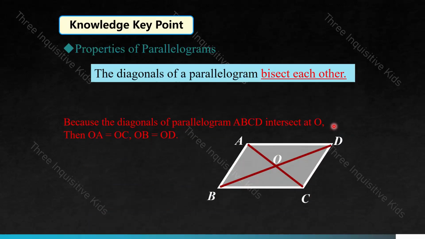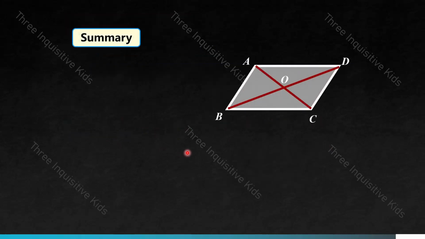Knowledge key point, properties of parallelograms. The diagonals of a parallelogram bisect each other. So how can we apply this property when proving something? Well, here is how you could use it in a proof. Because the diagonals of parallelogram ABCD intersect at O, therefore we know that OA is equal to OC and OB is equal to OD. Summary.